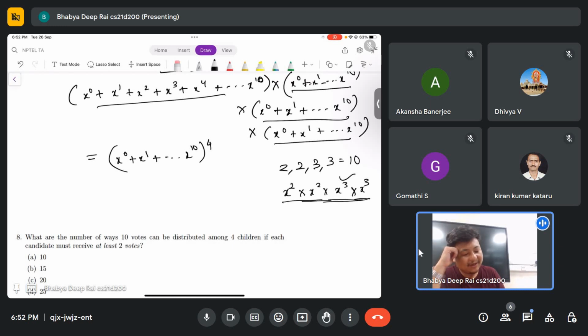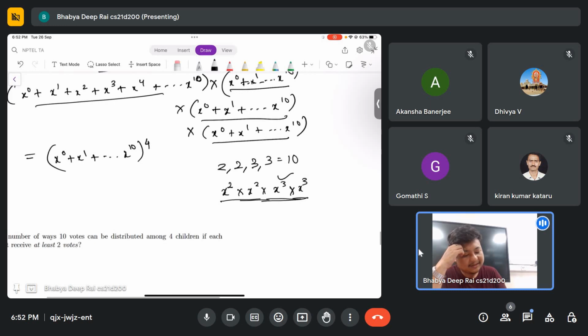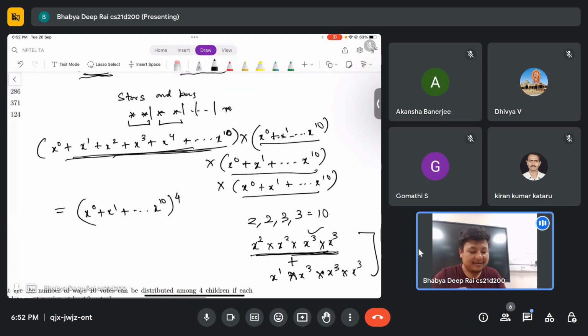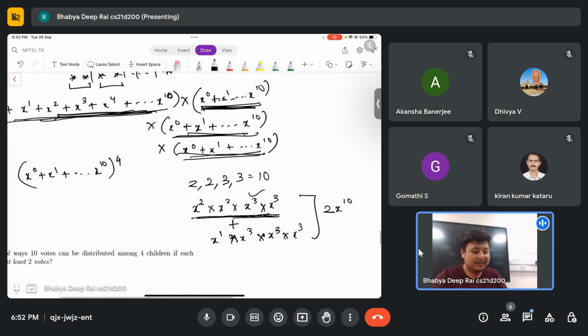And different distributions will add to the coefficient. Let's say x to the 1 plus x cube times x cube times x cube times x cube. Now this is also x to the 10. So together they'll contribute 2x to the 10. I hope you see that different choices of powers among these places contribute to the coefficient this way.